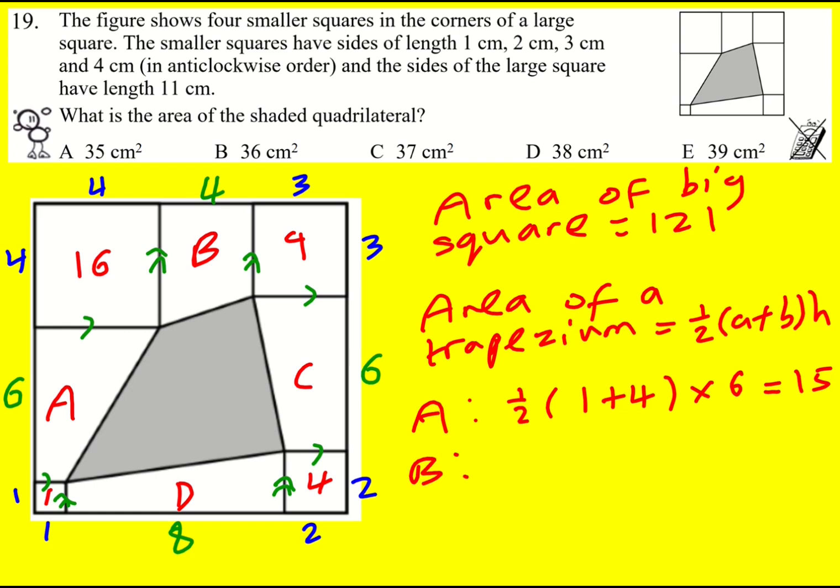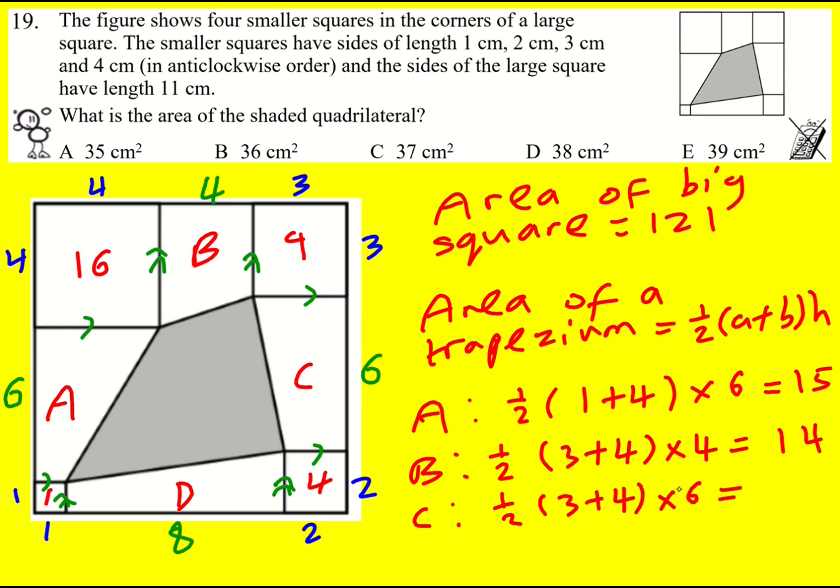So for B, it's going to be a half of 3 plus 4 times by 4, which gives 7 times 2, 14. C is half of 3 plus 4 as well, but now times by 6, which is 3. Oh, sorry, I've made a mistake. It's not 4, it's 2 here. Good that I caught that.